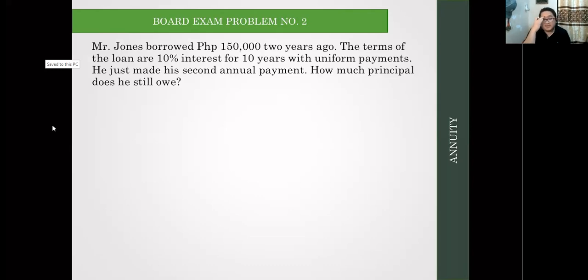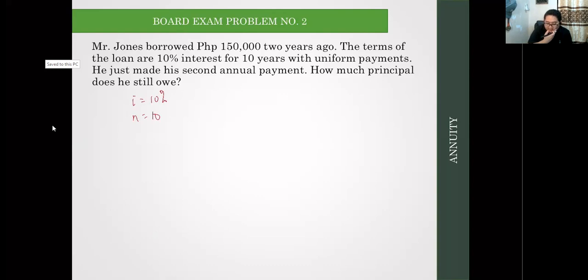So he borrowed 150,000 2 years ago. The terms: the rate is 10%. Interest rate natin is 10%. Ito yung R natin, 10%. Time natin is 10. Yung N is 10. With uniform payments, he just made the second annual payment.